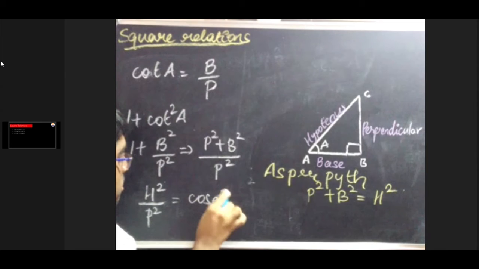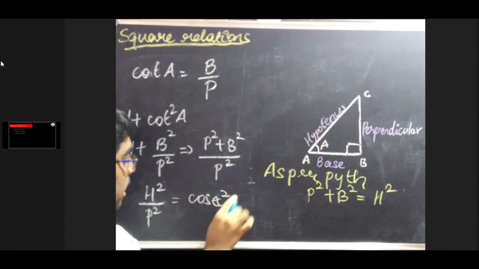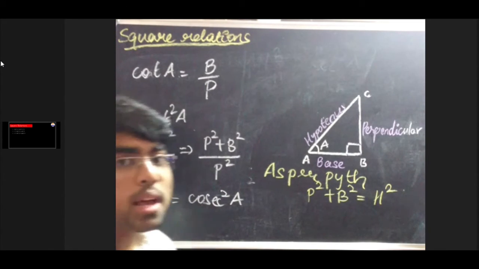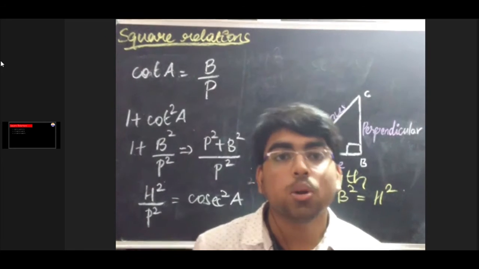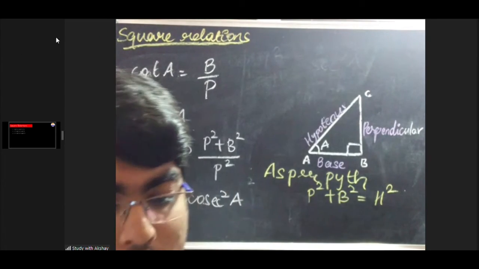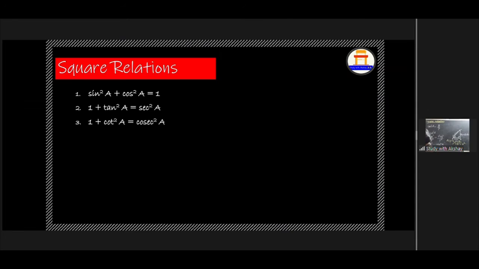Cosecant square A, which implies cosecant A the whole square. Again, here also no proof will be asked for this. How you got 1 plus cot square A equals cosecant square A, no one will ask. If in case they ask, you have to prove it by this method. Go through the square relations.